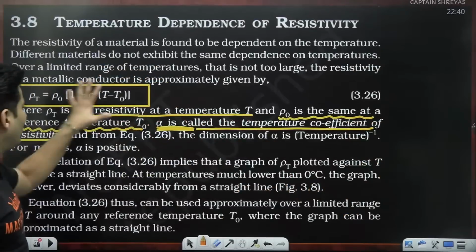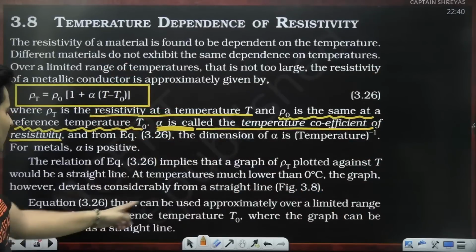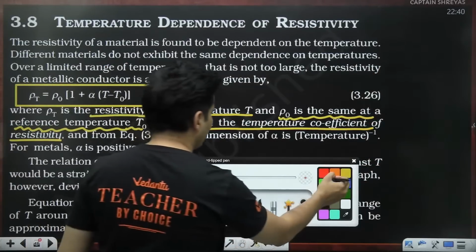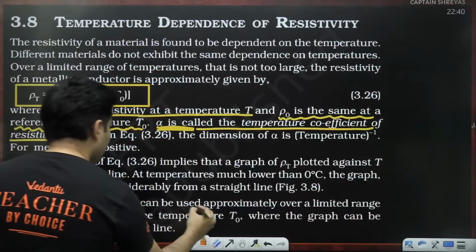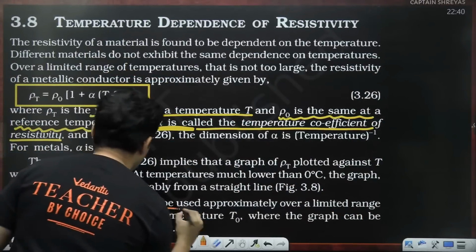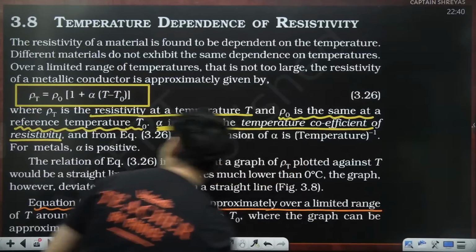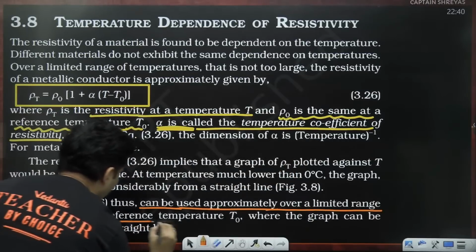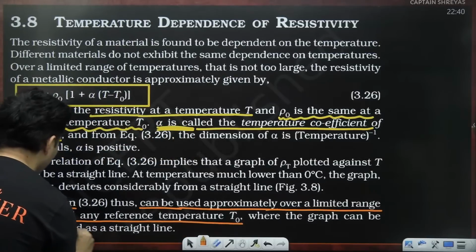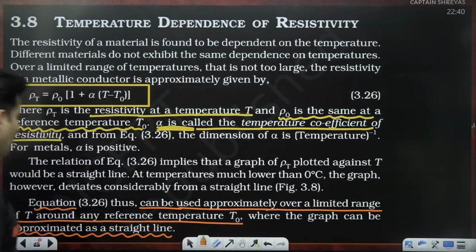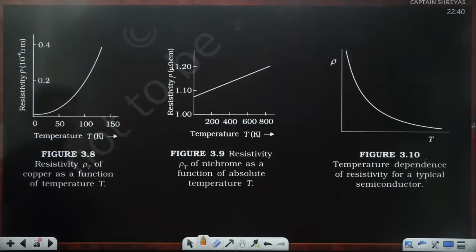So that is why this expression has come. And by the way, I have also mentioned over there that it is approximately a straight line for a small range. Thus this equation can be used as an approximation over a limited range of temperature around any reference temperature, where the graph is approximately a straight line. Approximately a straight line. And they have given examples also.